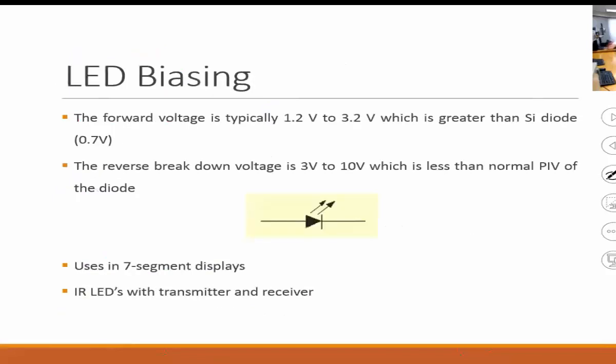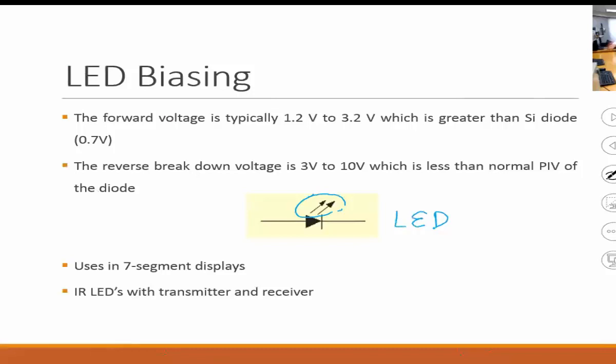So the symbol for an LED is like this. Most importantly, you see these two arrows going outside. That implies that this diode is an LED which is emitting light. That's why those arrows are pointing outside.